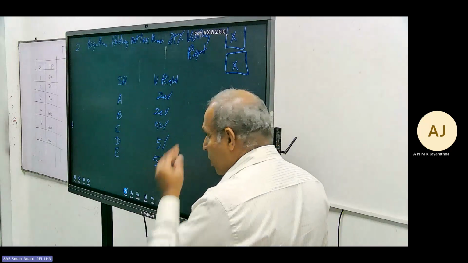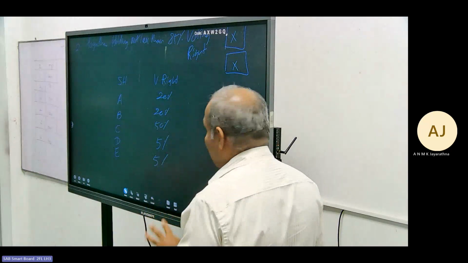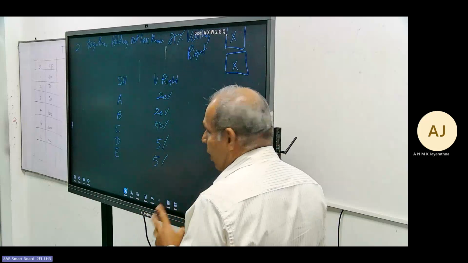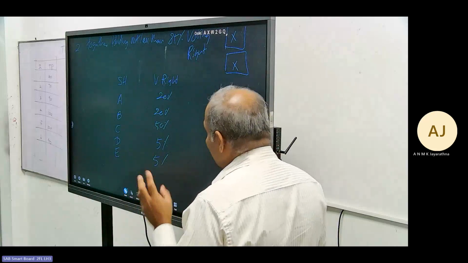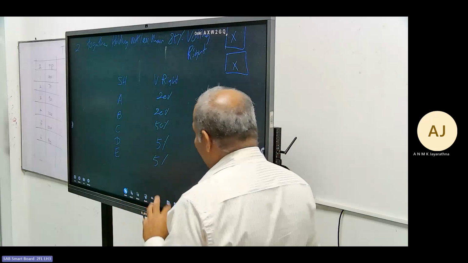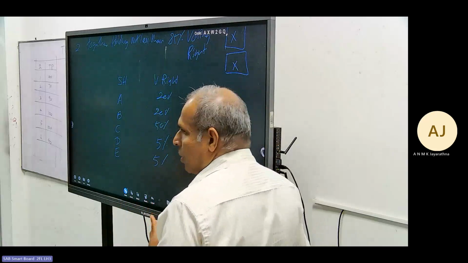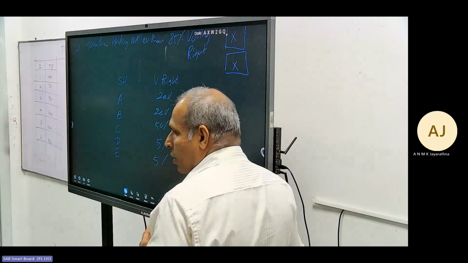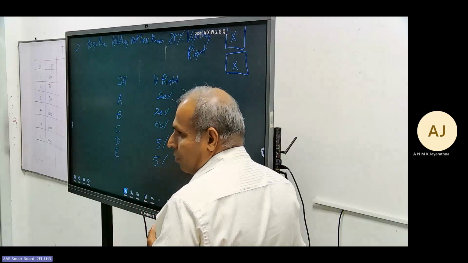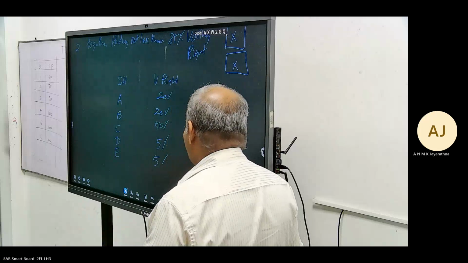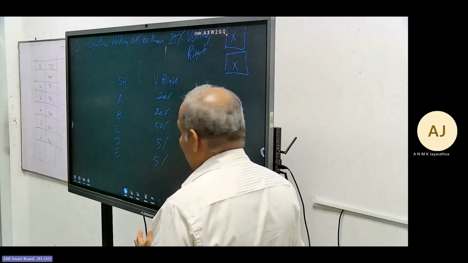There are 5 shareholders in each company. Right? A holds 20% of voting right, B 20, C 50, D 5, E 5. Right? Then how can this company sign the written resolution without calling a meeting? So 2 conditions are to be fulfilled.